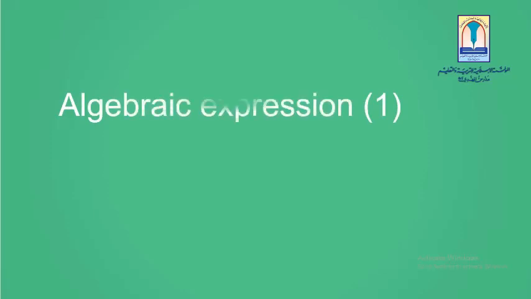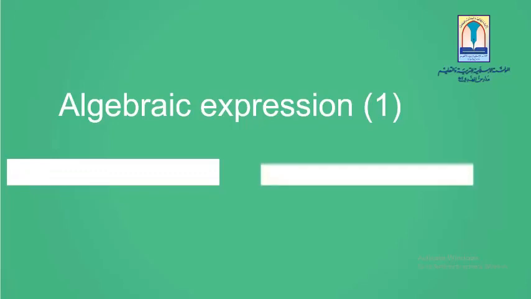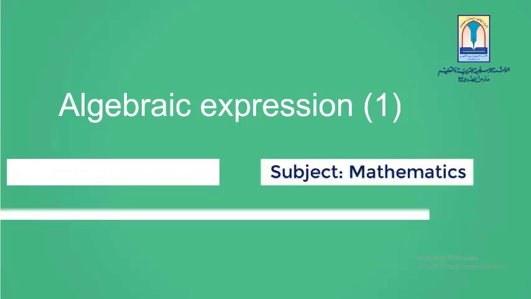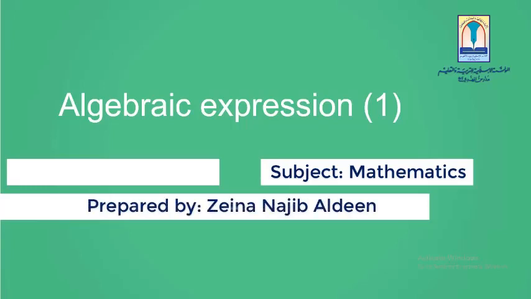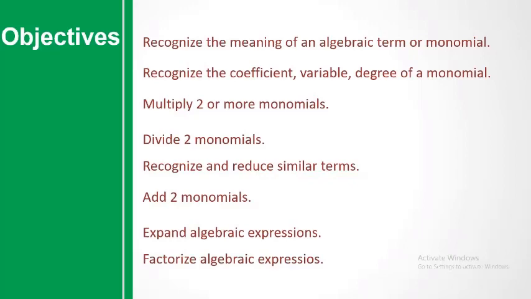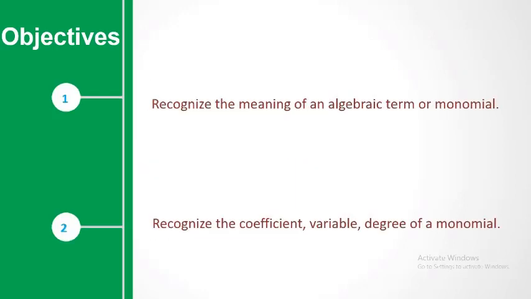Our chapter is about algebraic expression. These are our objectives in this chapter. Our objectives in this lesson are: recognize the meaning of an algebraic term or monomial, recognize the coefficient, variable, and the degree of a monomial.